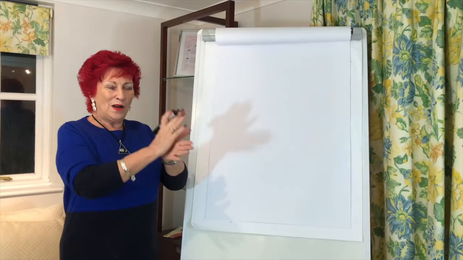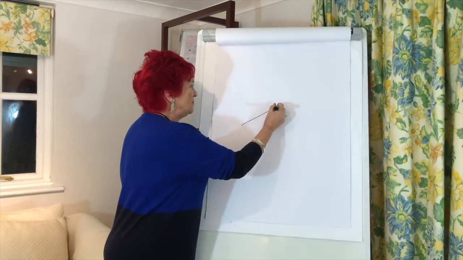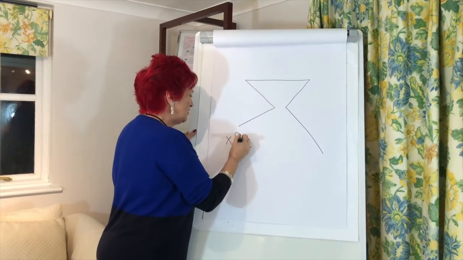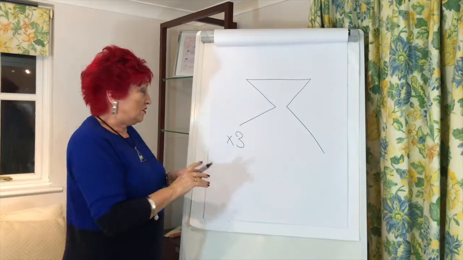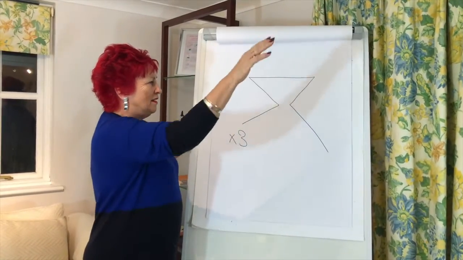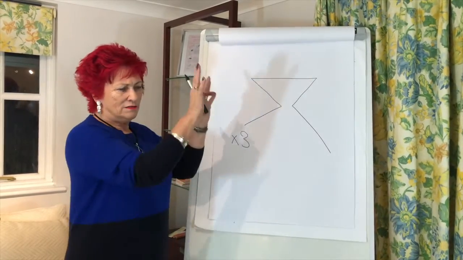So you need to let go. And one of the ways you can let go is to use the release symbol, which is this one. And again, you draw it 3 times or more. You can draw this many times. And again, you draw it like this. And I let go and release right now, right now, right now.